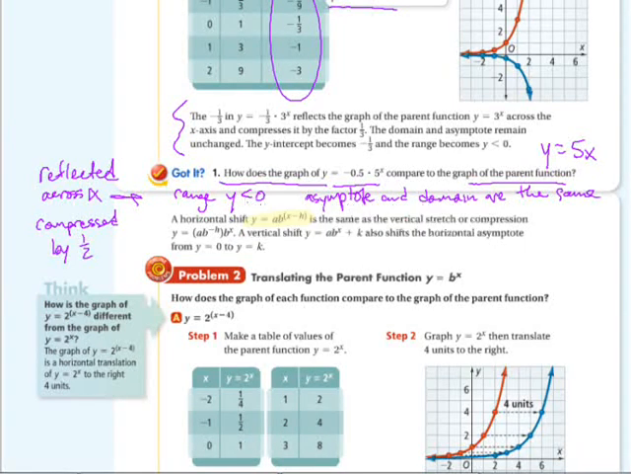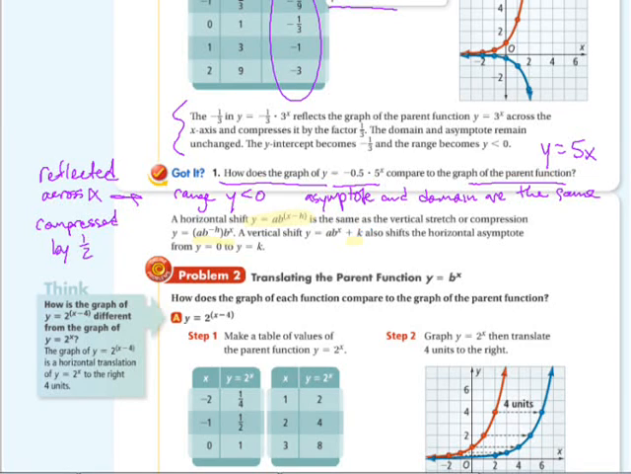Y equals ab to the x minus h is the same as a vertical stretch or compression. Y equals ab to the negative h inside, and then b to the x on the outside. A vertical shift, y equals ab to the x plus k, also shifts the horizontal asymptote from y equals 0 to y equals k. So, right, very wordy there.